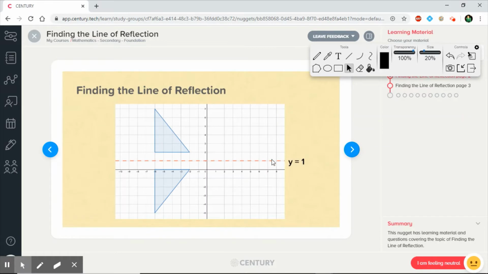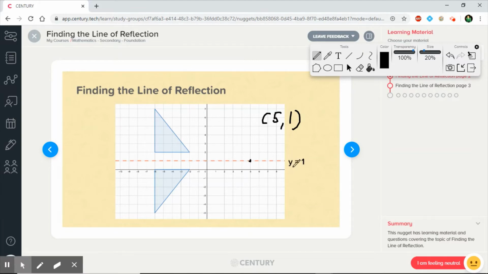So if we look at this example, we've got y equals 1. You can see this time it's reflected in a horizontal line. We are 1 away from the line, and 1 away from the line. That's how we've worked out that this dotted line here is the line of reflection, and it's y equals 1, because every single point on this dotted line has a y value of 1. For example, this point right here is the point (5, 1). And crucially, again, it cuts through the y-axis at 1.